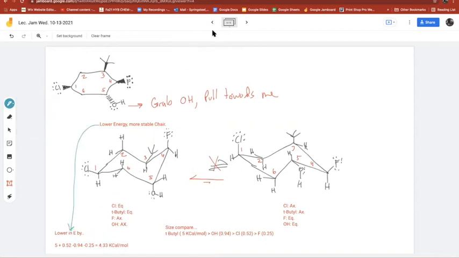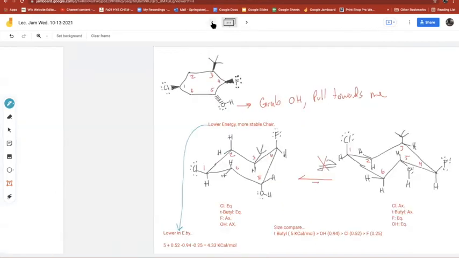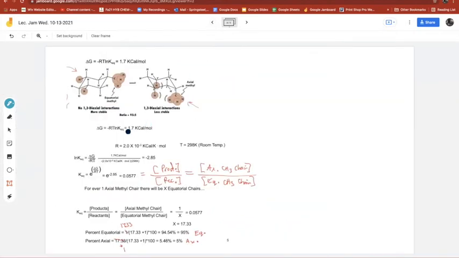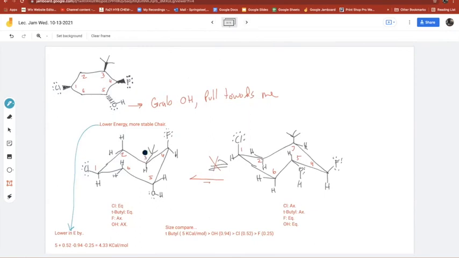So that's a lot more stable. So if we compare it to other ones like this one, this one's not even 3. And the first one, remember when this was only 1.7 kcals per mole difference in energy, and you still made 95% of the lower energy. So when it's 4.3, it's going to be like 99.99% of this chair or something like that.